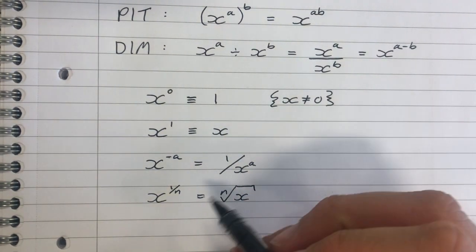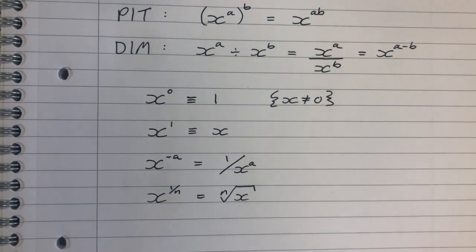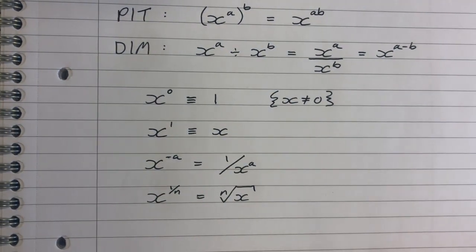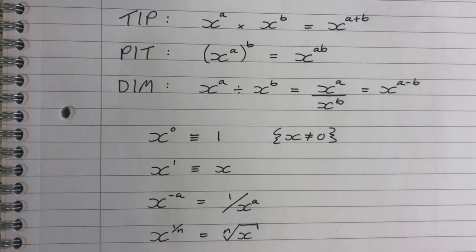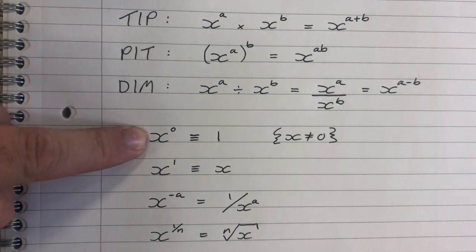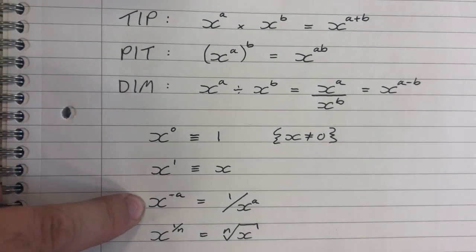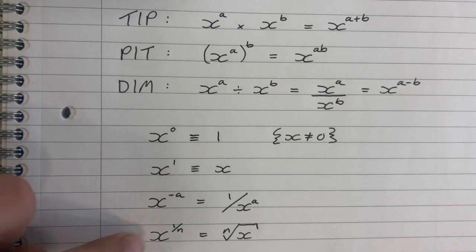So, for example, if n was 2, then it would be the square root. x to the half is the square root of x, or x to the third is the cube root of x, and so on. So those are the 7 base rules here. We've got TIP, PIT, and DIM, a 0 power, a unit power, a negative power, and a fractional power.